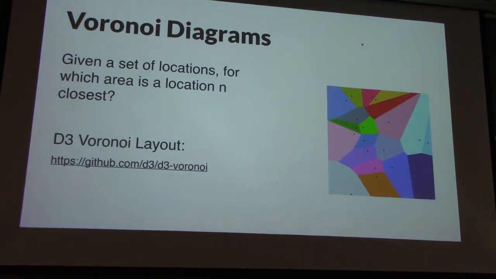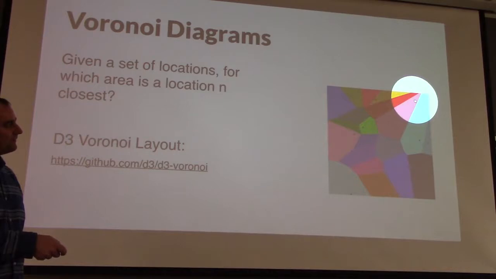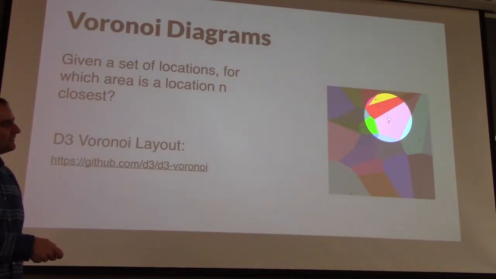So one way to slice space is Voronoi diagrams. Voronoi diagrams essentially ask, given a set of locations, for which area is a location the closest. Think of the dots here as airports, and you're flying a plane, you're in distress, and you need to get to the closest airport. The color of the area you're in tells you immediately which is the closest airport for you. If you're on this edge where my mouse pointer is, it is closest to fly to this dot here, staying within the color. So you never cross the color boundary.